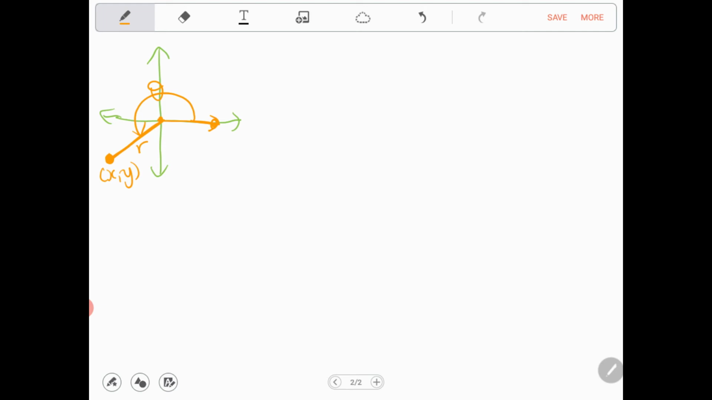Okay, so if we look at our quadrants, we said that this was 0, 90, 180, 270, and 360. In the first quadrant, your x, remember this is x and this is y, your x here would be positive. Your y would also have a positive value, and the radius of your circle always has to be positive. You can't have a negative radius.